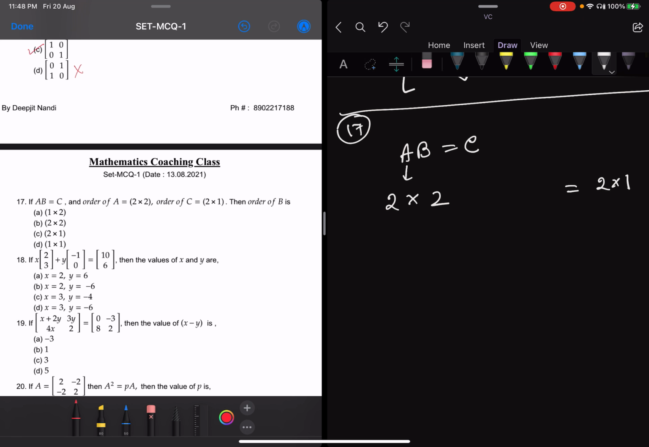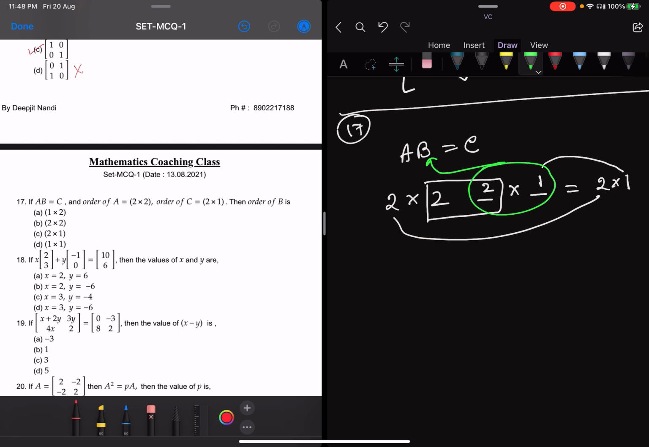And put the order of B like dash cross dash. Now, if you consider this part will be same, and this 2 represents here, and this one represents here. That means the positions are like that for a matrix multiplication. That means here it will be 1, and here, as these two parts will be same, here it will be 2. That means 2 cross 1 is the order of B. So the order of B will be 2 cross 1. That means the option C.